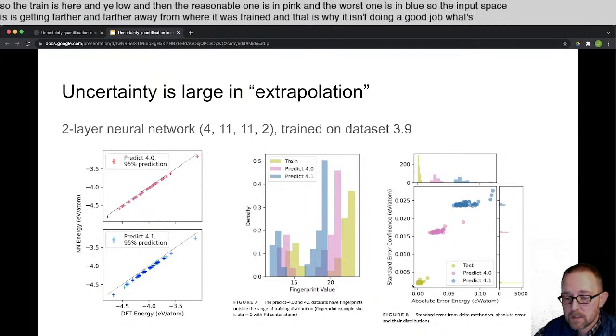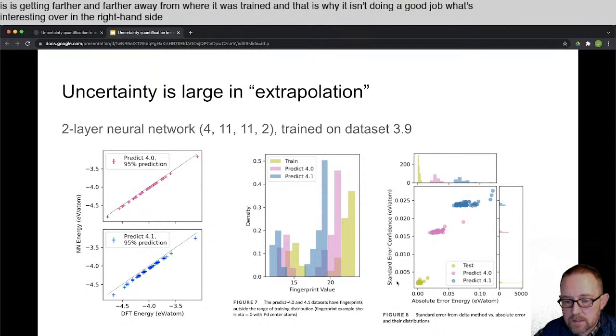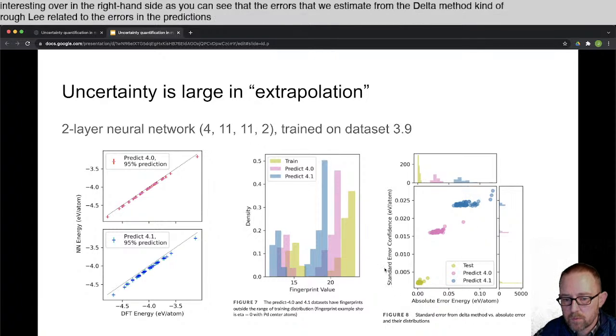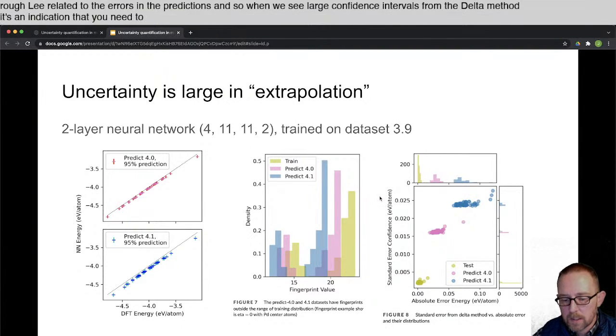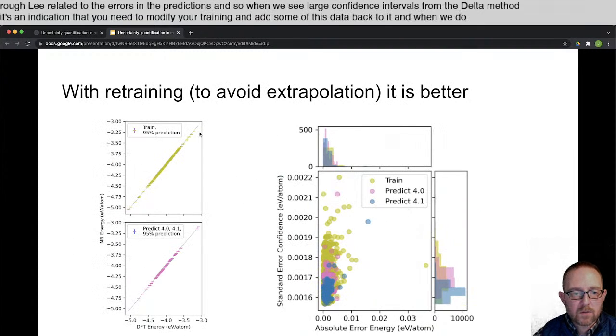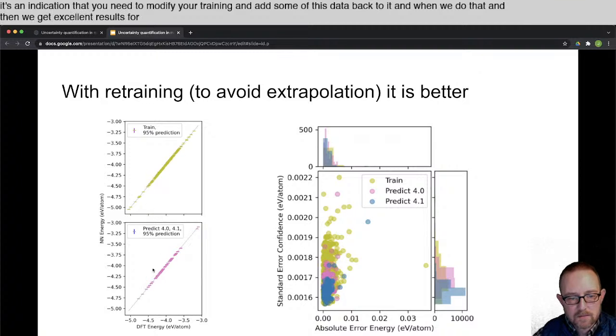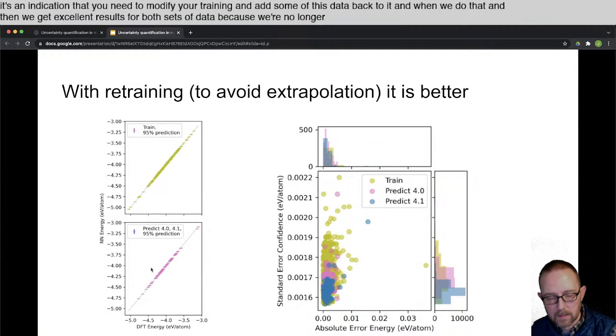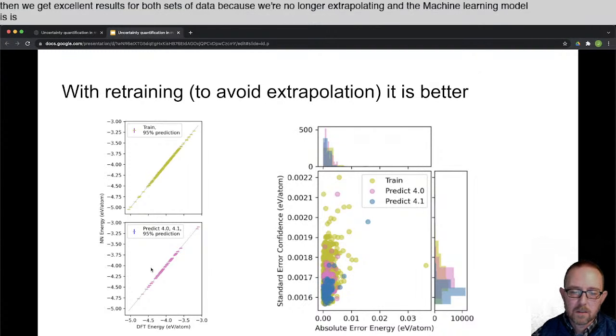What's interesting on the right-hand side is you can see that the errors that we estimate from the delta method are roughly related to the errors in the predictions. So when we see large confidence intervals from the delta method, it's an indication that you need to modify your training and add some of this data back to it. When we do that, we get excellent results for both sets of data because we're no longer extrapolating and the machine learning model is acting in a reasonable way.